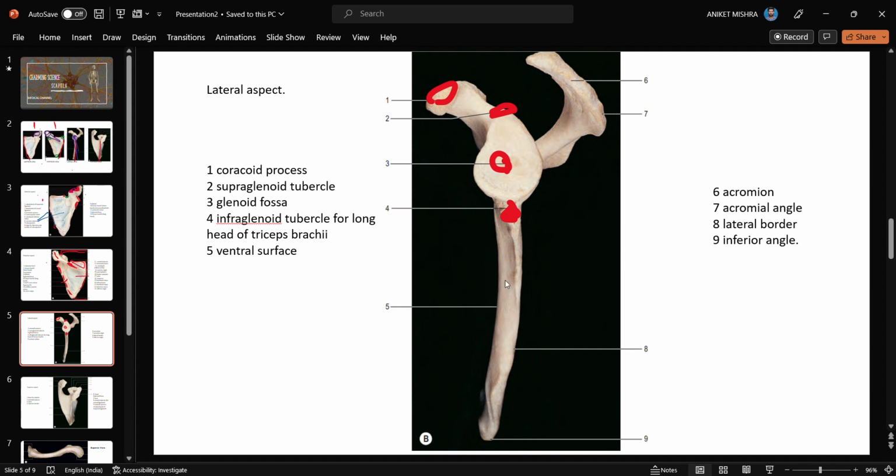This one is the ventral surface or the anterior surface. Eighth is the lateral border. Ninth one is the inferior angle. Acromion, and the seventh one is the acromion angle that is present on the scapula.